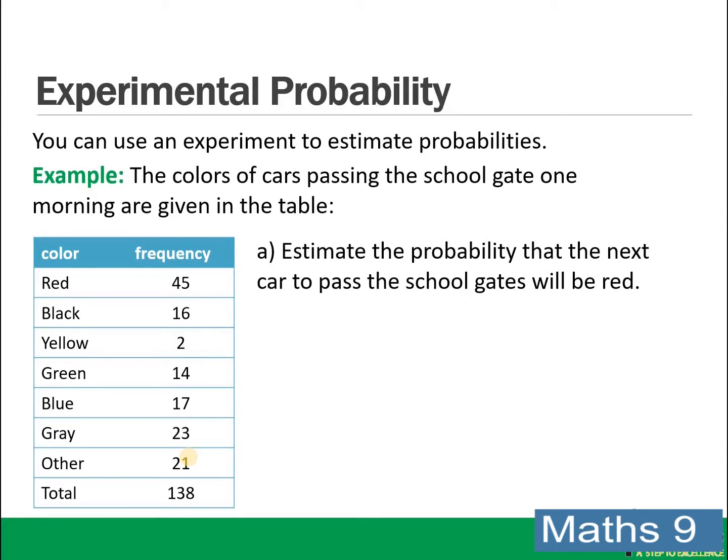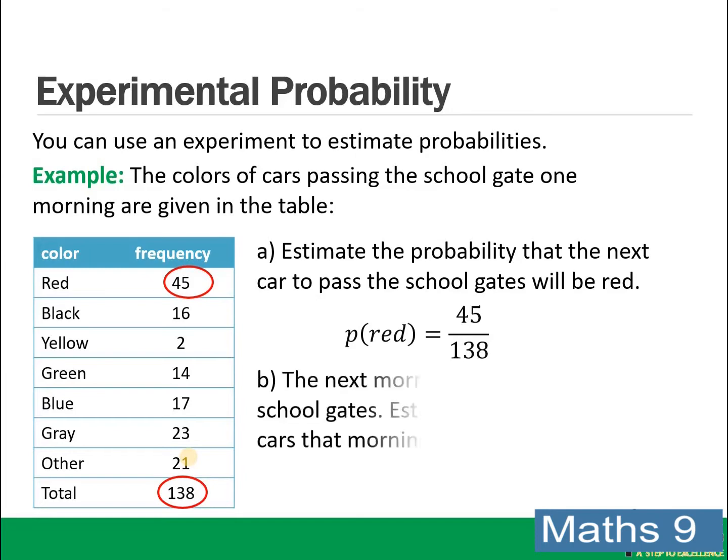Estimate the probability that the next car to pass the school gates will be red. Well, in this case there are 45 red cars out of a total of 138, so the probability of red is equal to 45 over 138. This is only an estimate because this was obtained from an experiment.